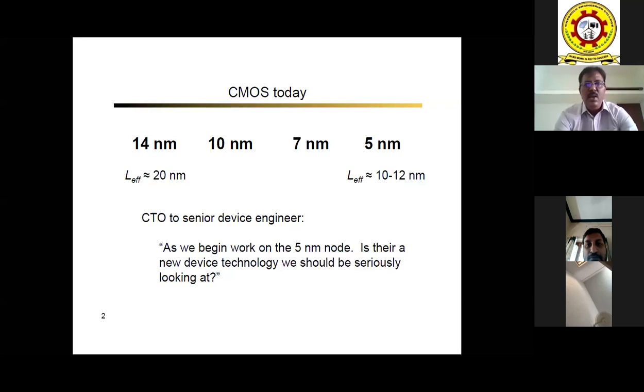As we begin work on the 5 nanometer node, is there a new device technology we should be seriously looking at? That is the question arising in many researchers' minds as of today. We are going to have a detailed outlook on what kind of device alternatives a researcher can really focus on. It has gone beyond a simple electronics engineer now. It has gone into various research fields, and it's a combination of nanoscience, nanotechnology, VLSI design, digital design, even physical expertise, all these kinds of expertise. It has become teamwork at the moment, as will be clearly evident as we move through the slides.